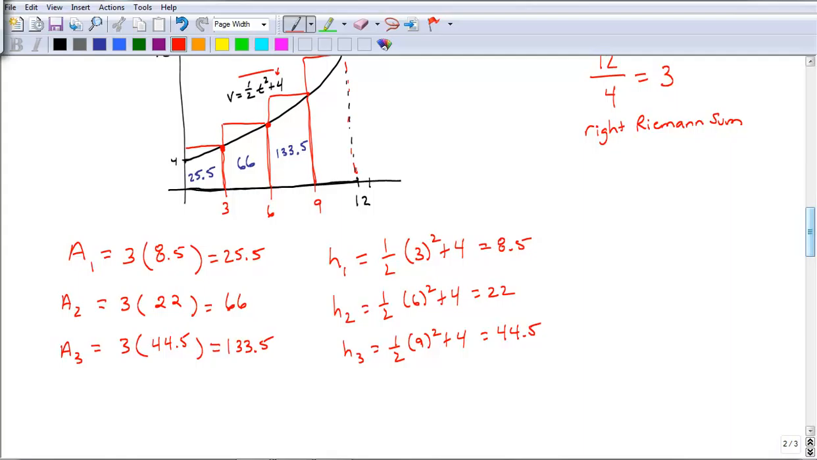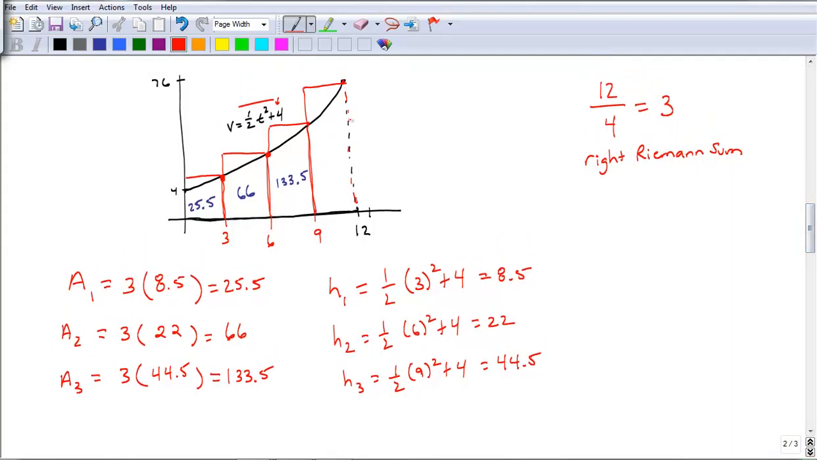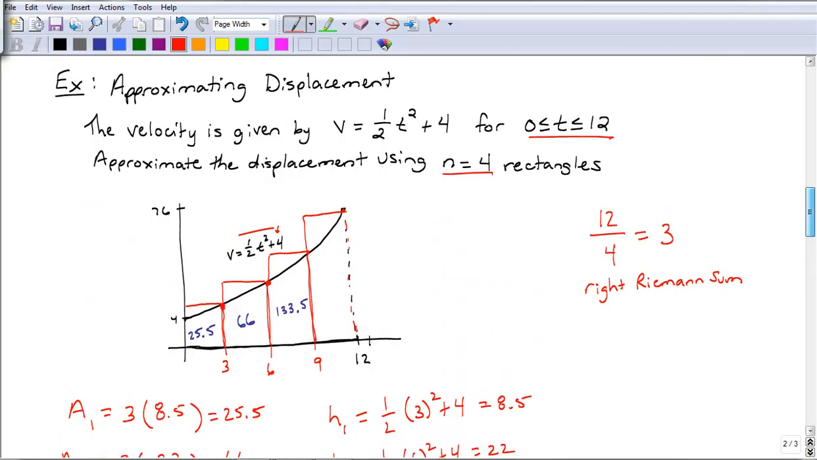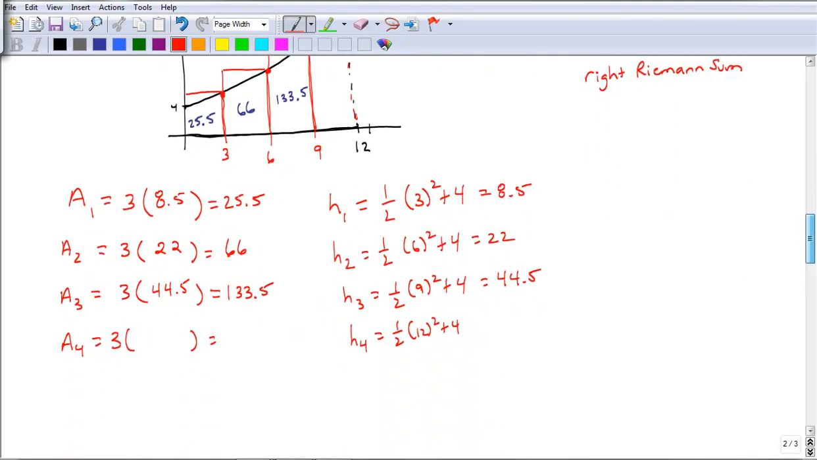The last one happens where the graph hits 12. So the width of all these rectangles is 3. To find the height, I plug 12 in, because that's the x value that this is occurring at. When I plug 12 in, I get 76 out.